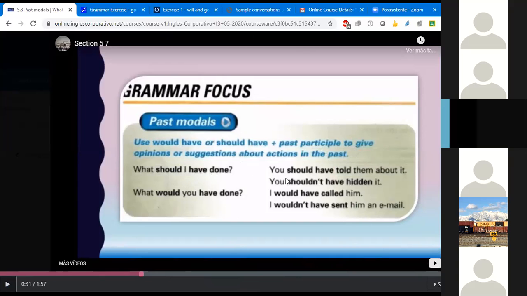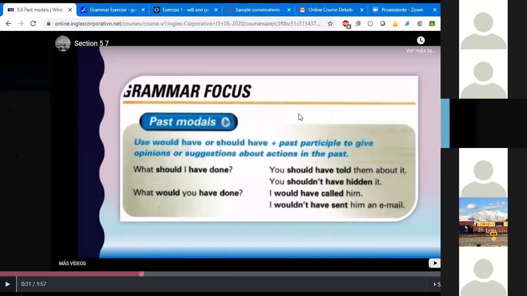Now, when you say, what should I have done? This you have a problem before, right? You have a situation before. And they say, what should I have done? And then the person says, you should have told them about it. Okay? For example, I got married and I didn't tell my parents. So what should I have done? And then you say, you should have told them about it. Okay, so you're giving probably an opinion or a suggestion. But you're right, like it says after, sometimes the opinion or suggestion is too late. Okay, this is what you should have done, but it's already done. You cannot change it. Okay?